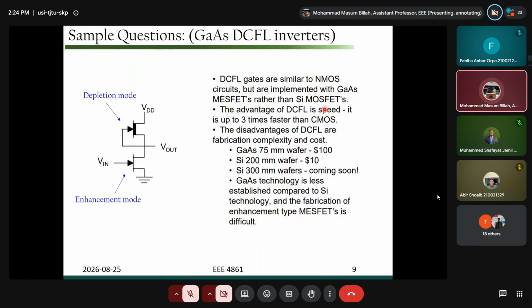The one announcement is you should exclude FPGA from your syllabus. That part is not going to come in the exam. FPGA. Okay.